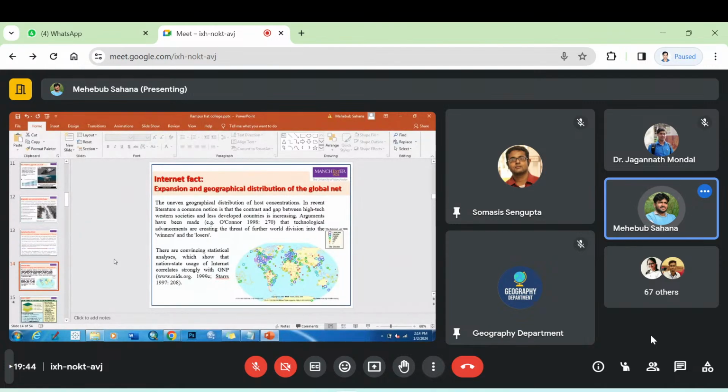That's the question. That's the new trends in geography, and we have to think about what the geographical future is coming.